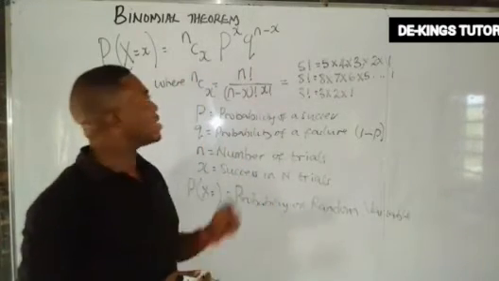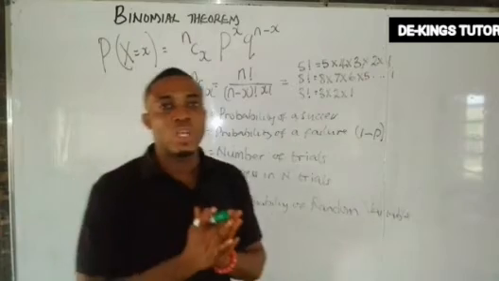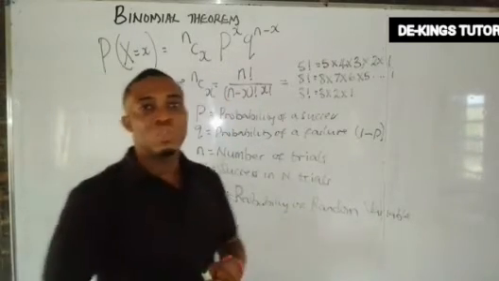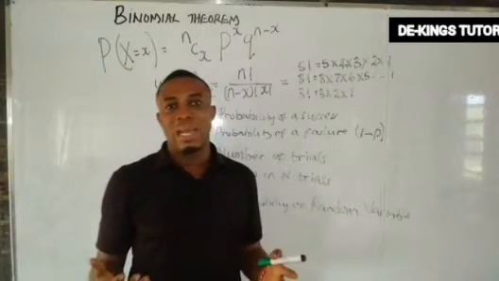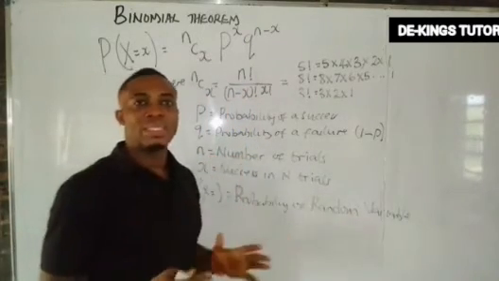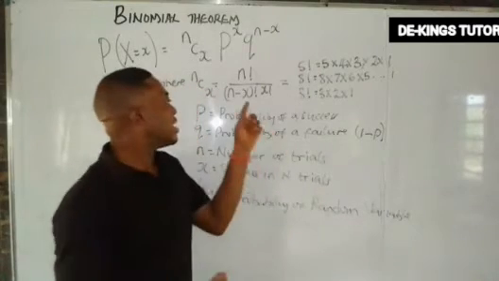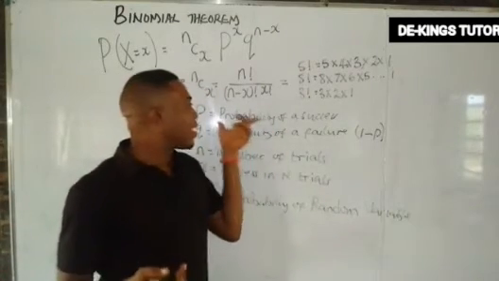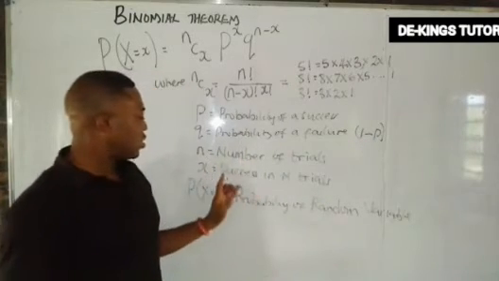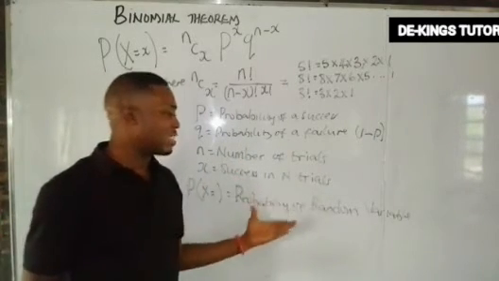The binomial. Whenever you're given a question, for instance, if they say in 2 trials, that is the n. The probability of the success is p. Then to get q is 1 minus p. Then our x is the number of successes in n trials.